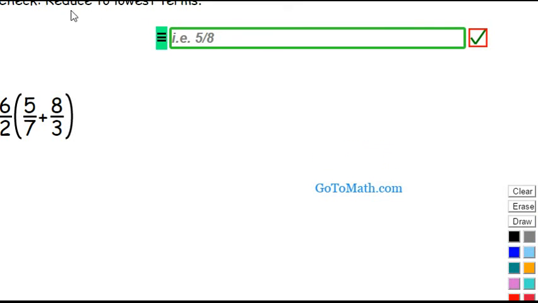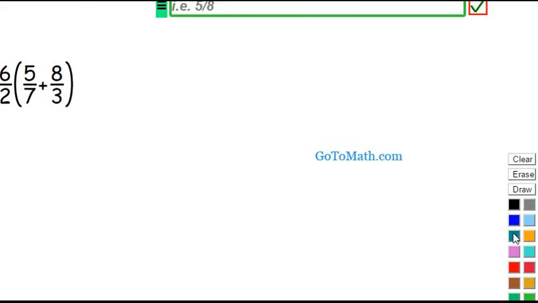What are we supposed to be doing here? Reduce to the lowest terms. Alright. Okay, so we're looking at this right here. We got 6 over 2 times 5/7 plus 8 over 3.